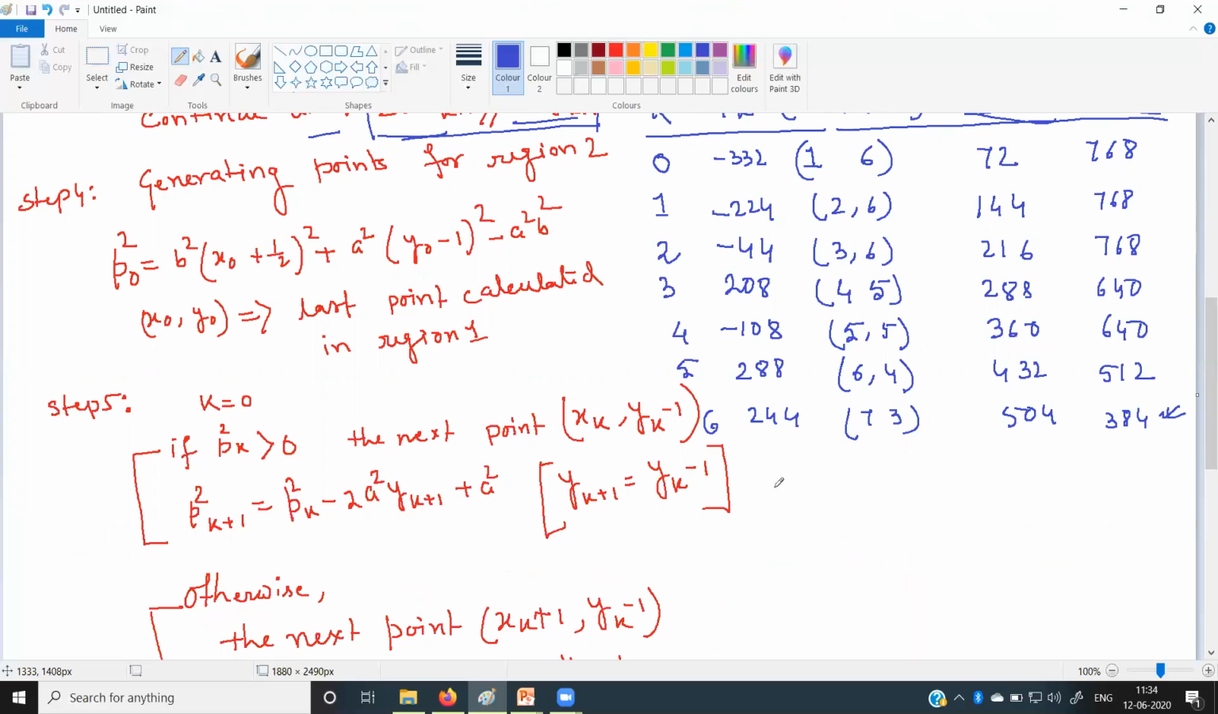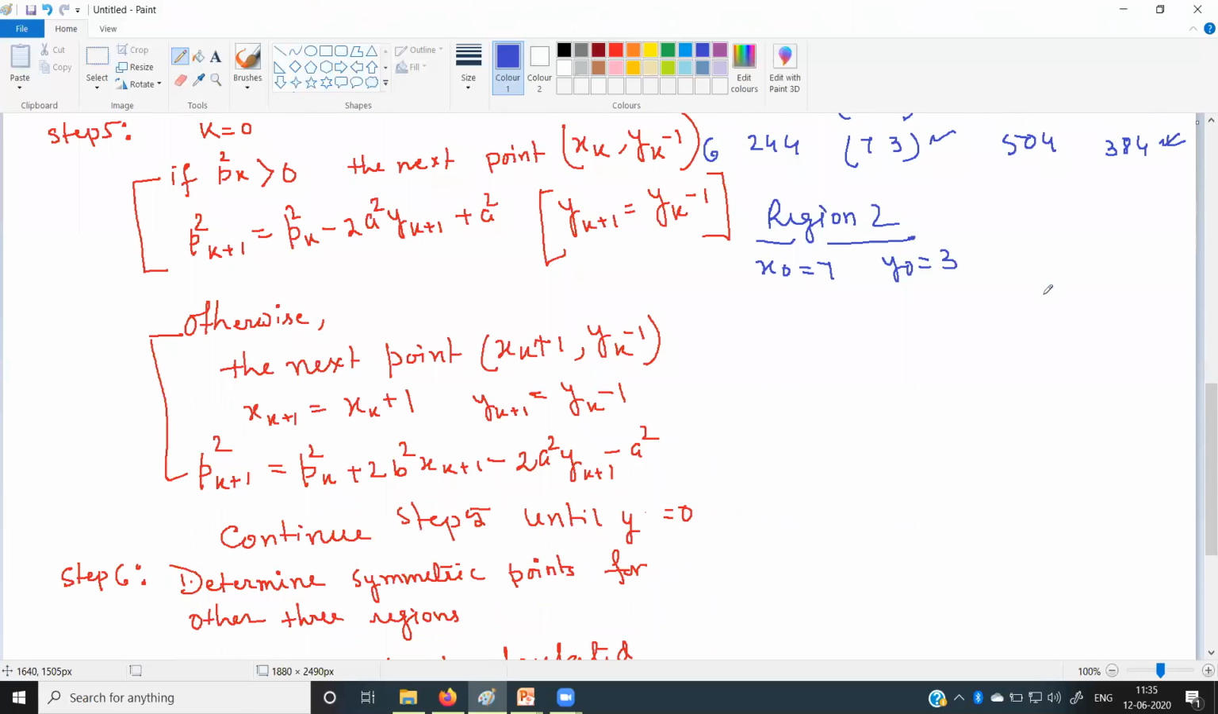So what are my initial points for the region? We are computing for region 2. As I told you, in region 2, x0, y0 is the initial decision parameter and points, which will be calculated from the last point of region 1. So this is 7, 3. Here the starting point will be x0 equals 7 and y0 equals 3. Fine. So again we will repeat the same thing.